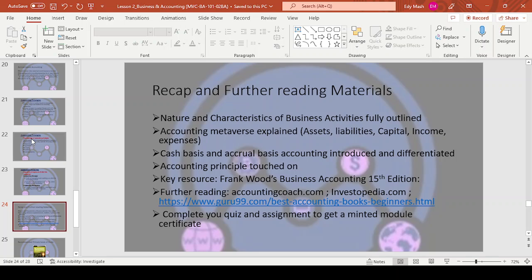All right, so a recap of this lesson. We talked about the nature and characteristics of business activities. And we touched on the accounting metaverse, those 5 things: assets, liabilities, capital, income, expenses. And then we touched on accrual basis accounting and cash basis, and then the accounting principles. The key source is the Frank Wood's Business Accounting, 15th edition. And I already provided other further reading materials you can visit.